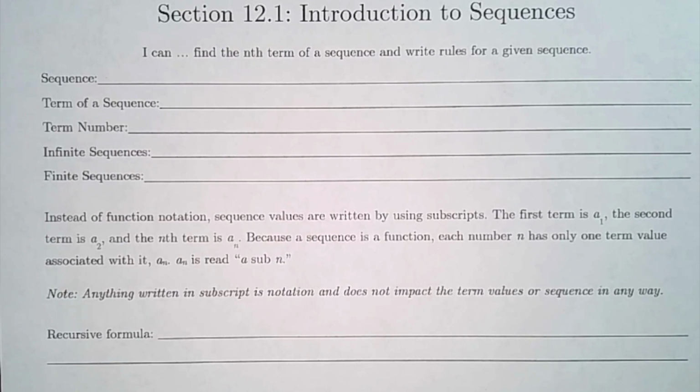As we start to talk about sequences, there's obviously some initial vocabulary we need to deal with, and then we'll get into how we actually use these things, how we find some terms of the sequence, and then how we write rules for a given sequence as well. So, I've said sequence a lot of times. We should probably talk about what a sequence is.